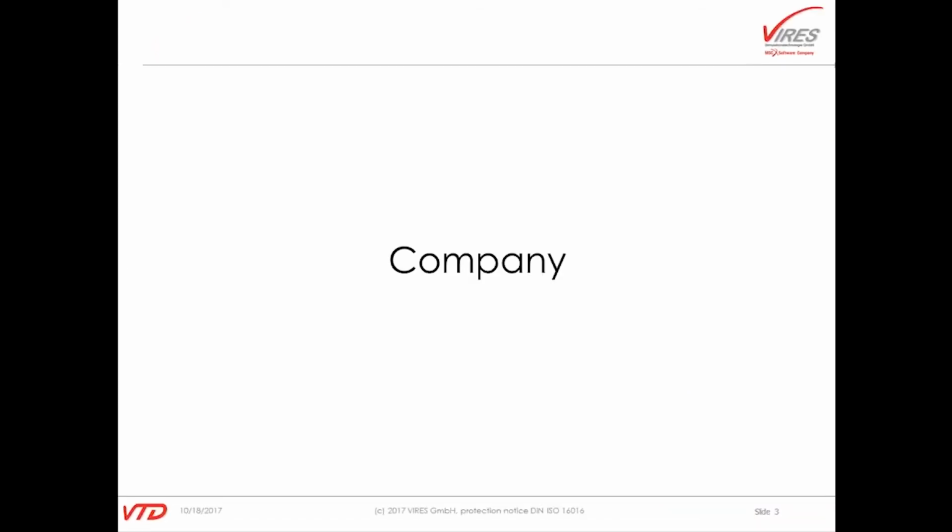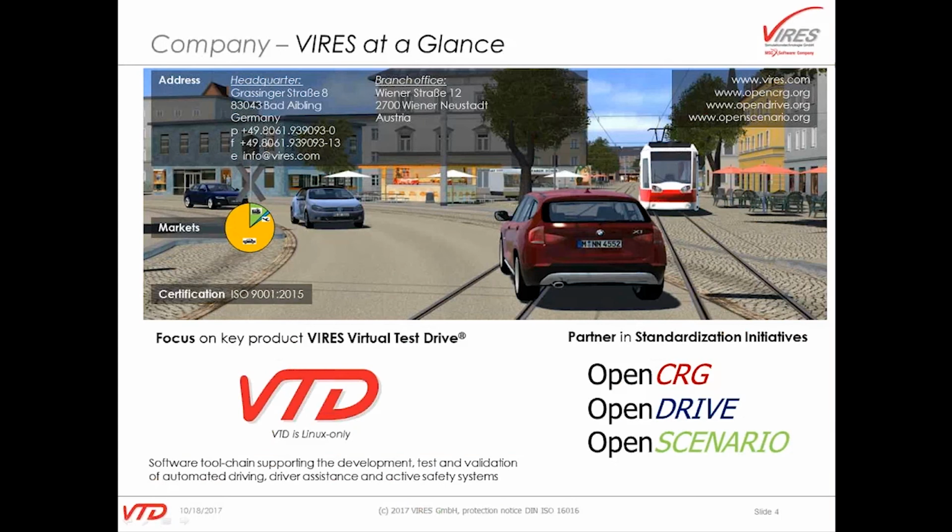Just very briefly about the company VIRES. We are a small company located in Germany, in Bavaria, the southern part of Germany. We are currently 30-ish staff members, and we have another branch office in Austria. The company was founded in 1996 already, so we have been in the market for virtual environments for quite some time now. And our core product is what you actually see here on the screen.